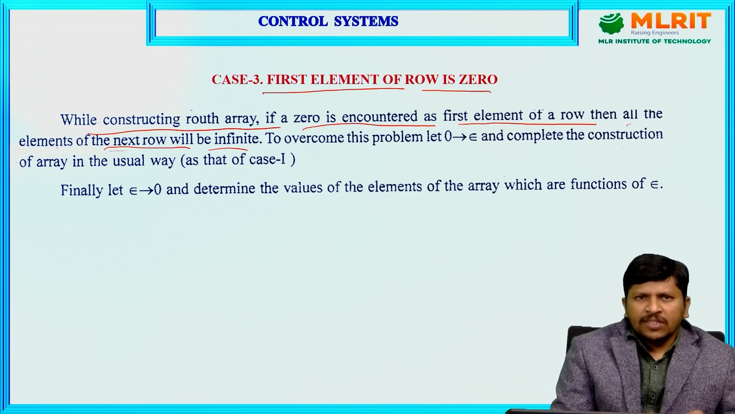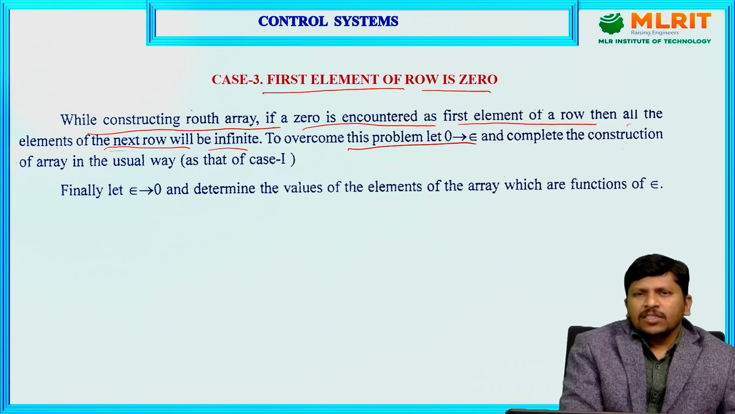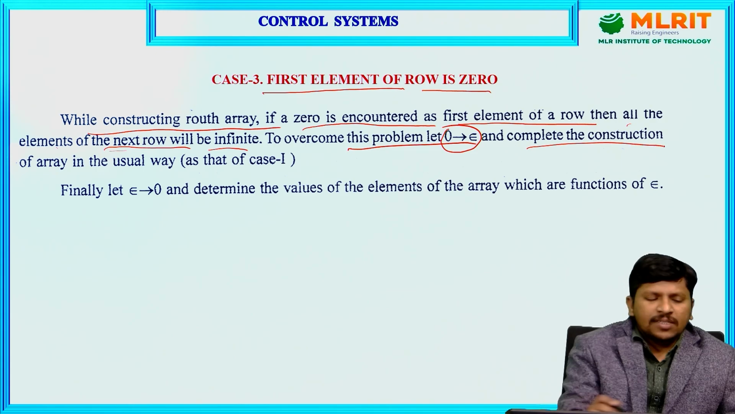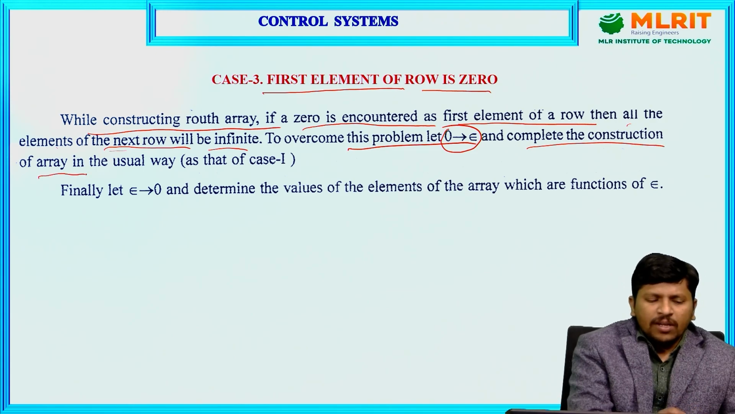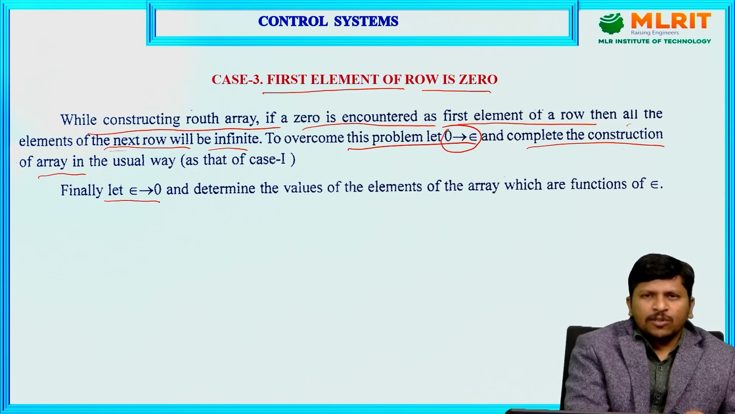If any first element is 0 in an array matrix, the next row elements become infinite values. To overcome that problem, we consider epsilon in place of 0. Let epsilon be in place of 0. We complete the construction of the Routh array the same as in the first case. Finally, we let epsilon tend to 0 and determine the values of the elements.